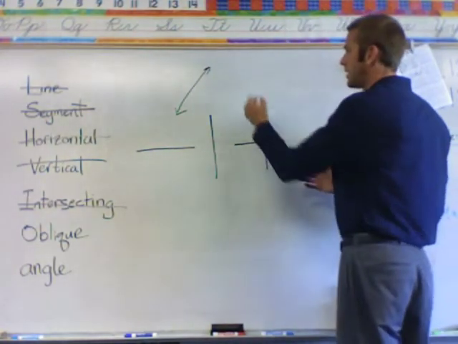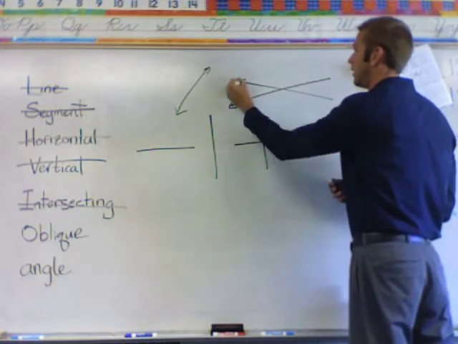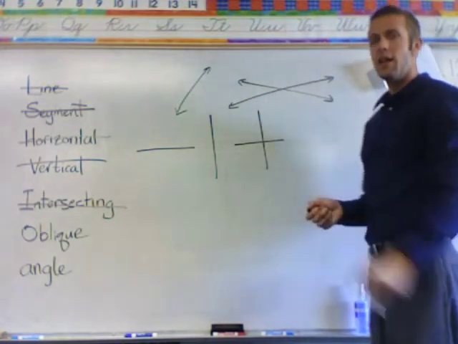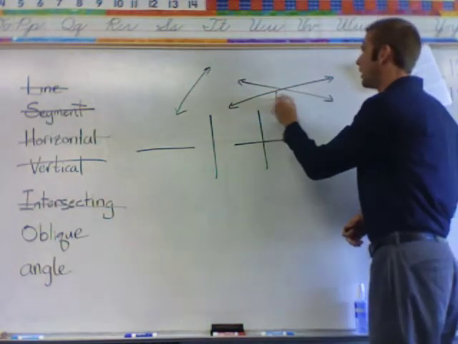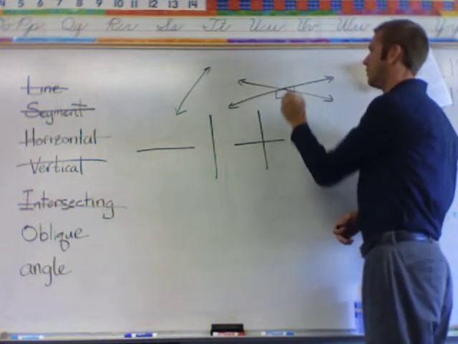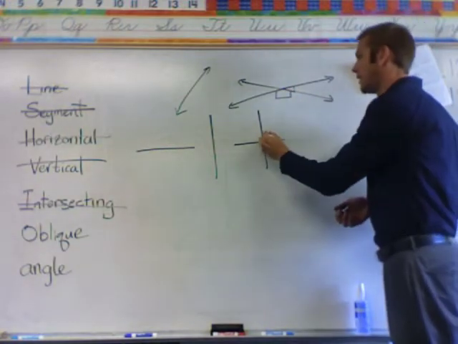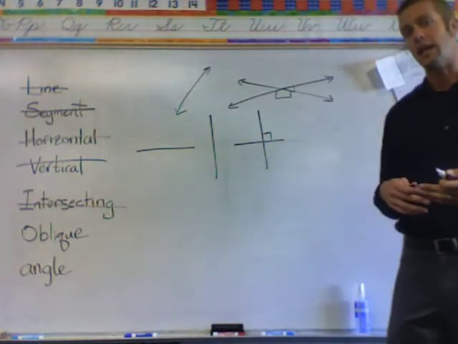Or if you have intersecting lines that aren't perpendicular, they maybe go like this. Intersecting lines. Those are oblique, because they don't make a square in the middle. Maybe kind of like a house or a triangle. It's not a square corner like these. Okay? That would be oblique intersecting lines.